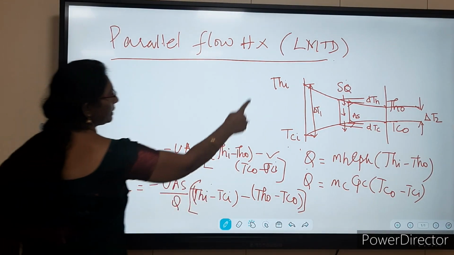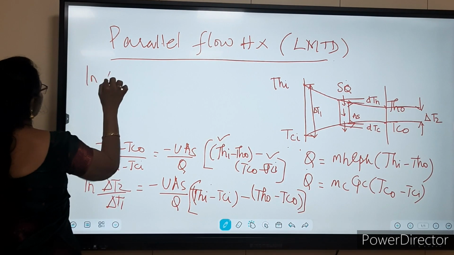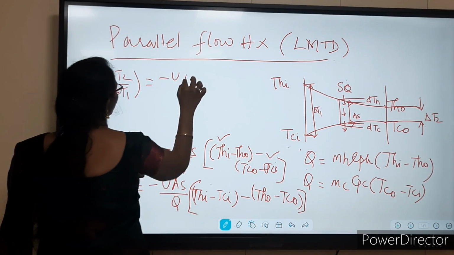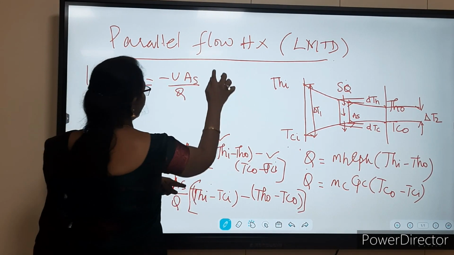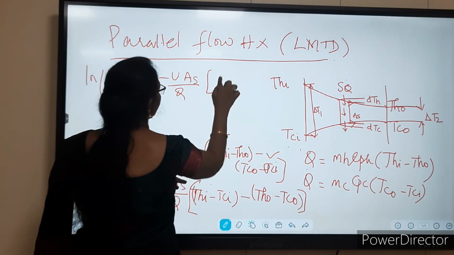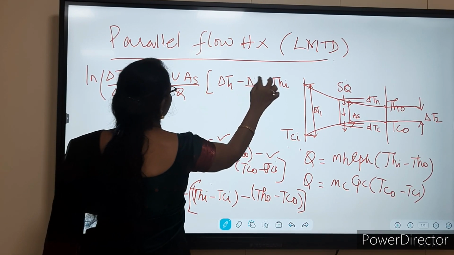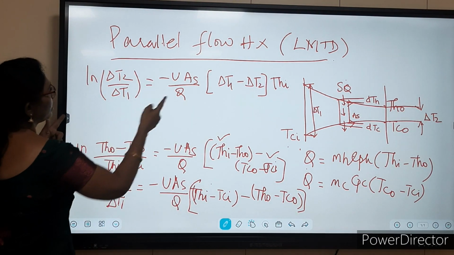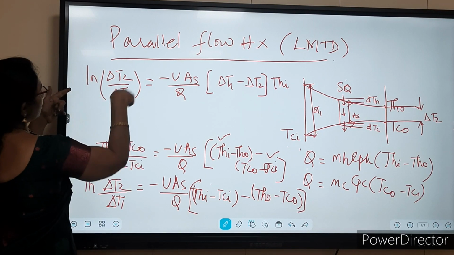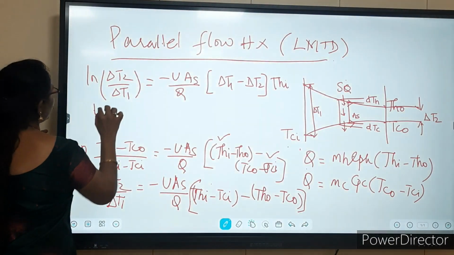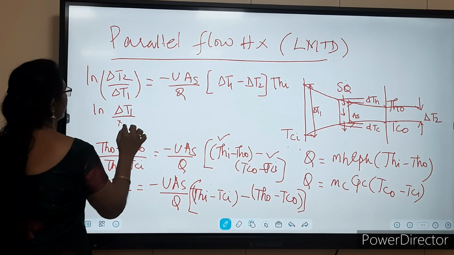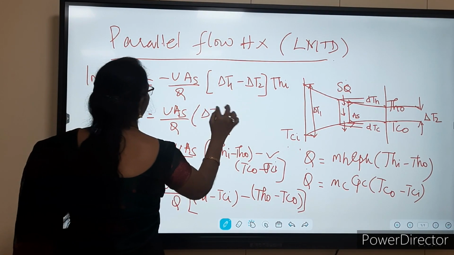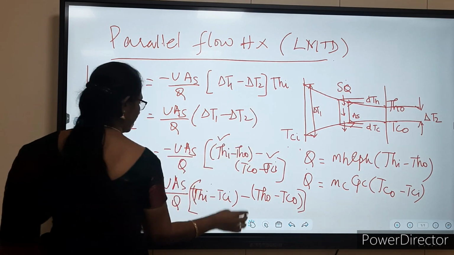Now again this Thi minus Tci is delta T1, right? So the left hand side remains the same. Minus UAs by Q, and here it is going to be Thi minus Tci is delta T1 and minus this is delta T2. Is it clear? Now I am going to remove this negative sign. So the ln will get the inverse, right? So it will be ln delta T1 by delta T2, the other way of writing. Okay, UAs by Q into (delta T1 minus delta T2). Fine.